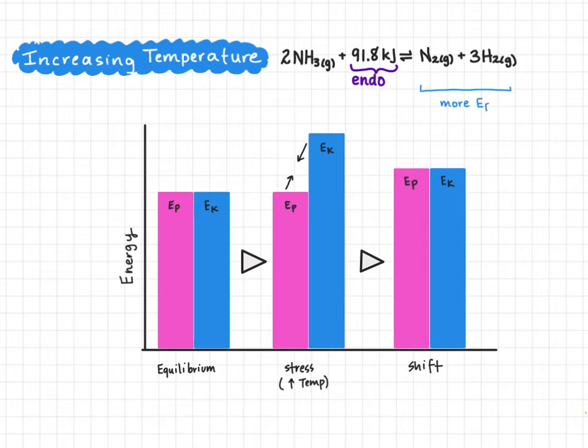And so what's going to happen is the reaction will take some of this added kinetic energy and create more products to convert it into potential energy. So energy is added, we shift away from the energy term toward the side of the reaction with more potential energy. This will be a shift right toward the products.